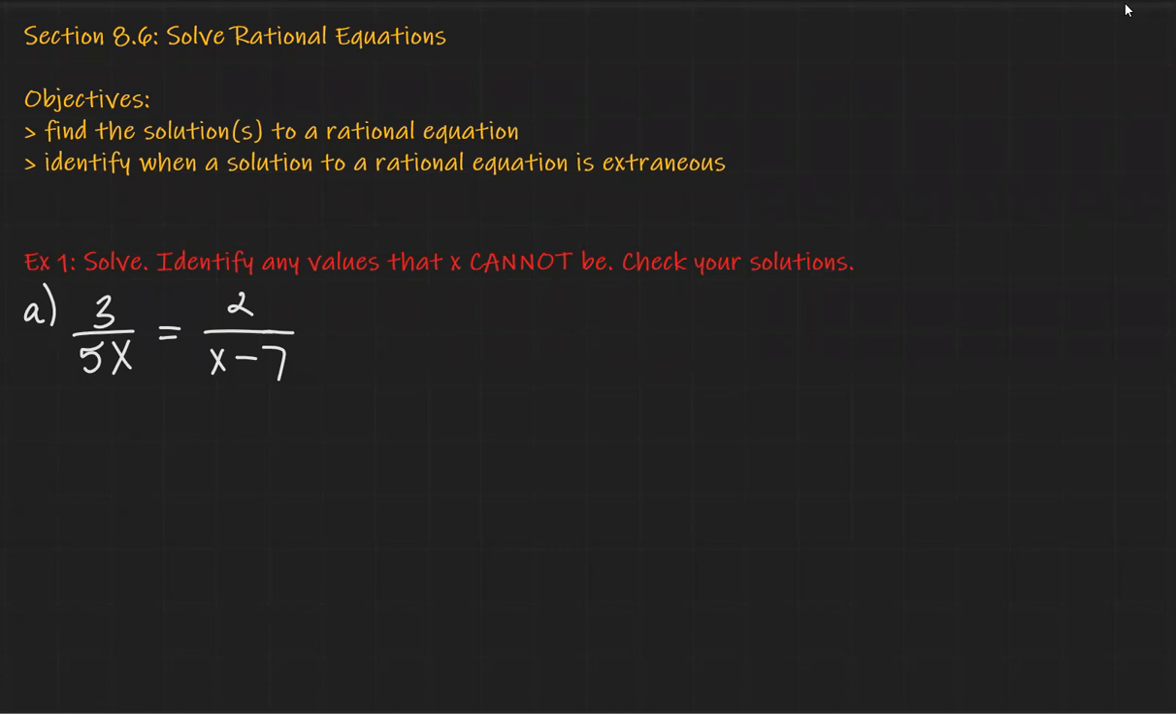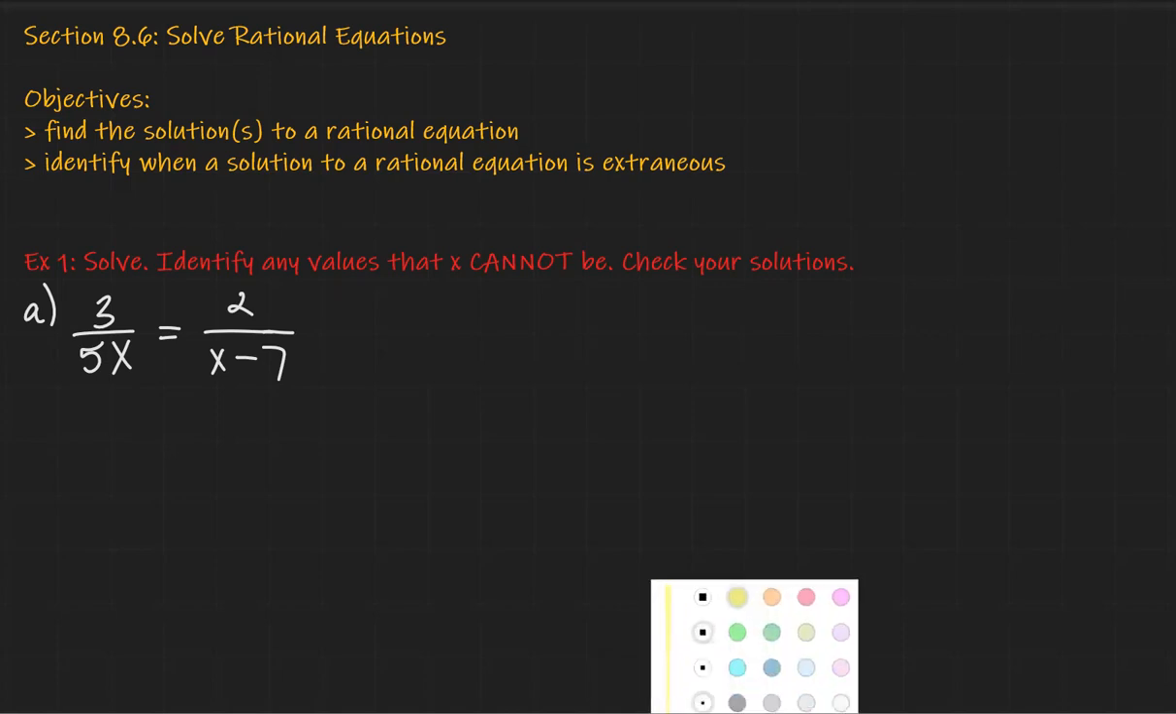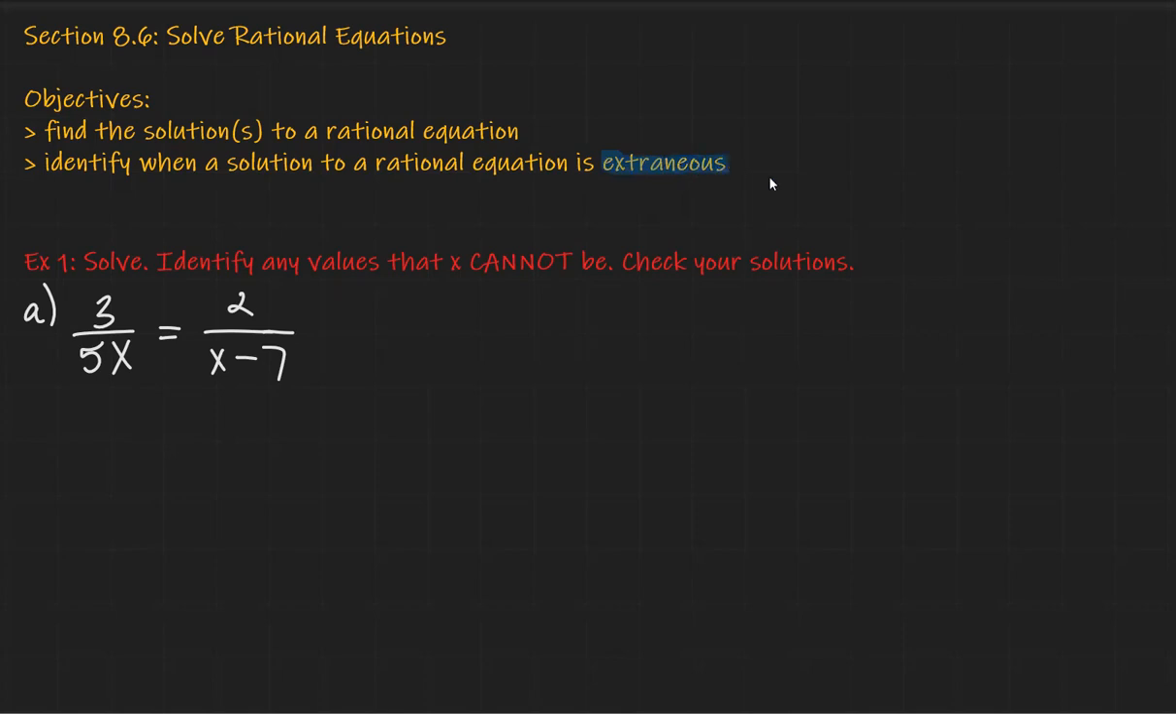Our objectives are to find the solutions to a rational equation. So there could be a solution or solutions. There might be multiple answers. And we want to identify when a solution to a rational equation is extraneous. Here's a new word that we'll talk about more when we get there. Extraneous. That's a new vocab term, but we'll get there. Let's just dive in and start with some examples.